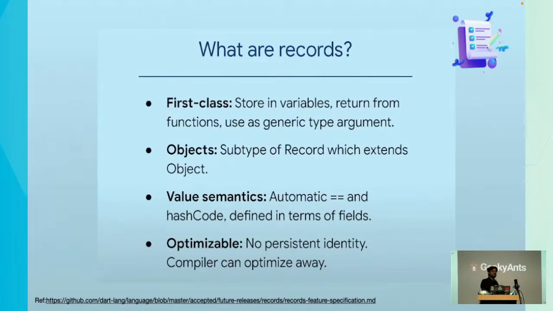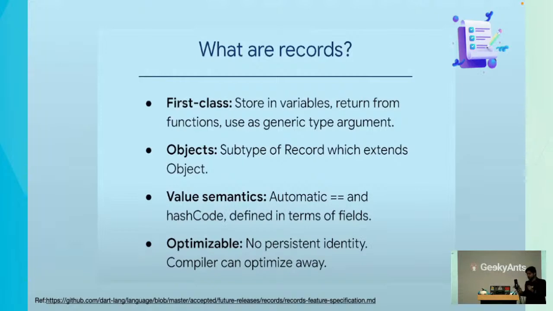Then you can use a generic type in a record as well. The next thing, a record is a subtype of Record, so whatever record you build will be a subtype of Record, and it extends Object. Everyone knows the Object class, the first class in any language, which means the record is very near to the origin. Then value semantics, like hash code and other functions that come along with the variable, are also available. Then optimizable, so the compiler can optimize it in multiple ways.